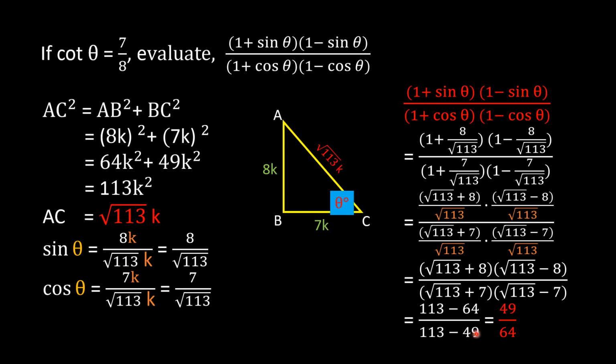Here also the same thing happens. Under root 113 squared will be 113 minus 7 squared will be 49. Now 113 minus 64 is 49. 113 minus 49 is 64. So the value of this expression is 49 divided by 64.